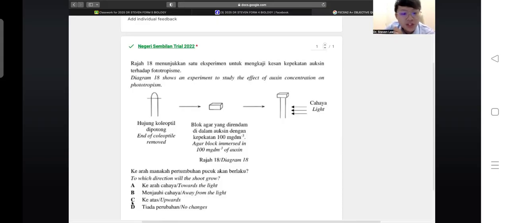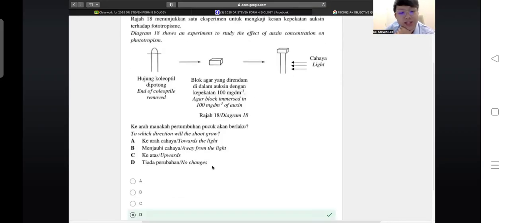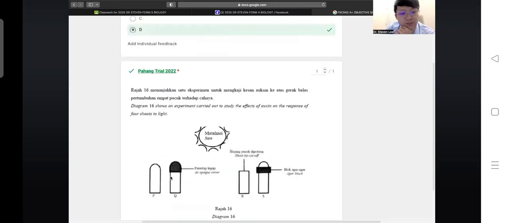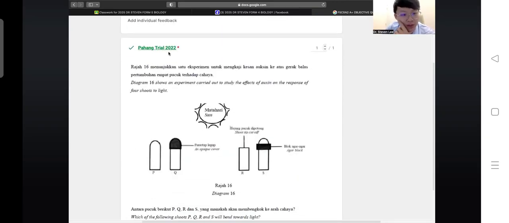A lot of students go and choose C, but the key point is the concentration of auxin, 100 mg per dm cube. You refer back to the graph, it's inhibition, so it will not grow. This is a tricky question. Please remember this question. In the real exam, a lot of students will get this one wrong. I have shown you this and told you many times already, so please don't make a mistake.